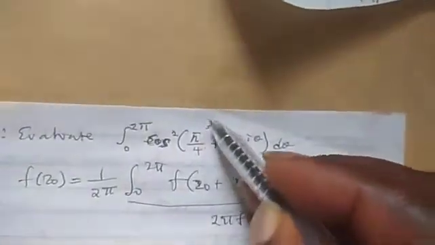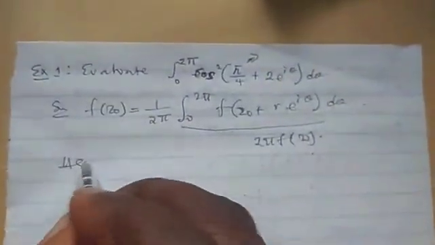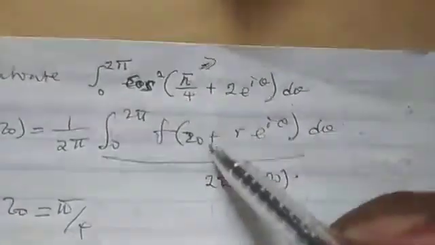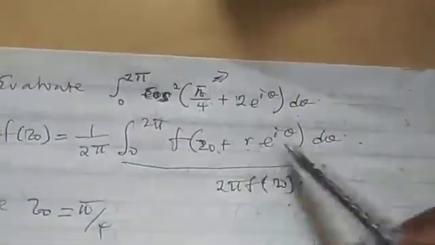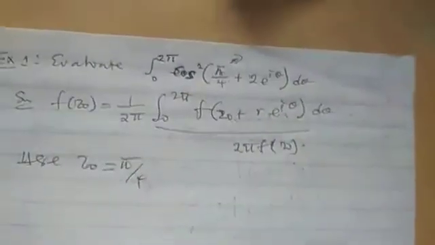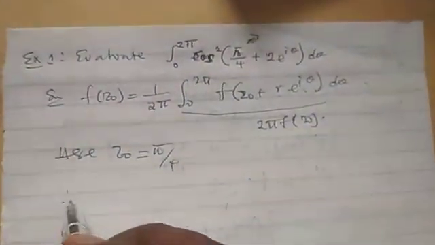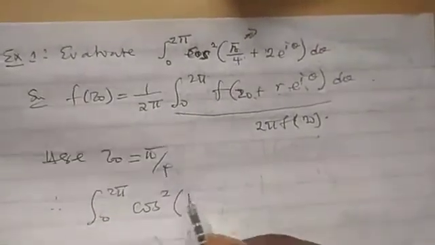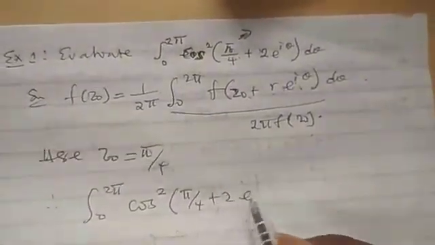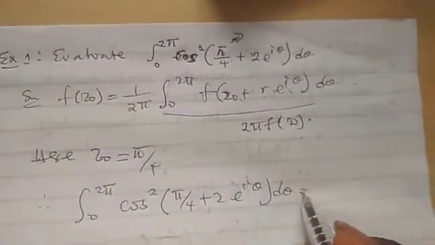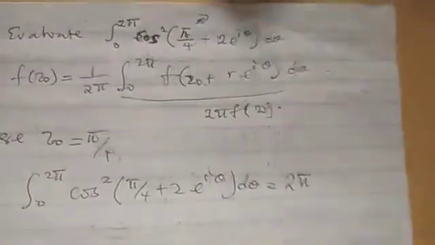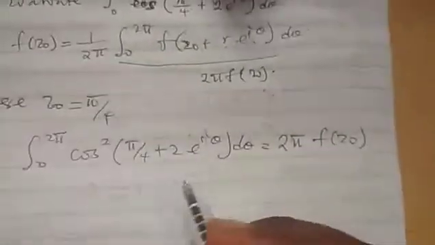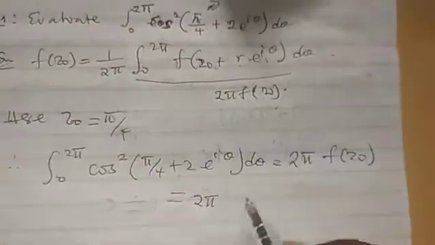So this is our z naught here. Here, our z naught is pi over 4. If you compare it, this is our z naught, this is our r, this is exponential i theta. So our z naught is pi over 4. Therefore, the integral given to us, cos squared of pi over 4 plus 2 exponential i theta d theta, will be equal to 2 pi f of z naught.